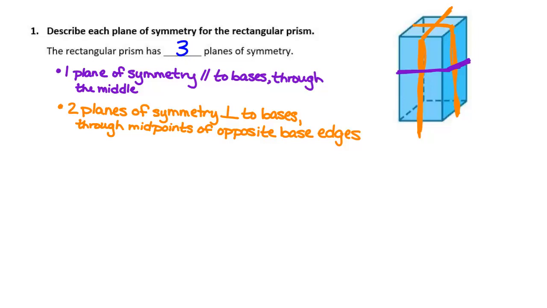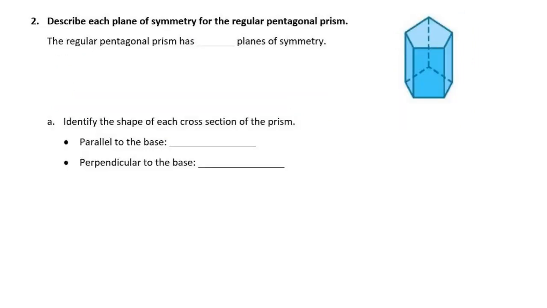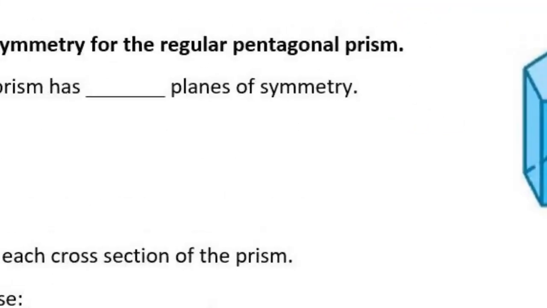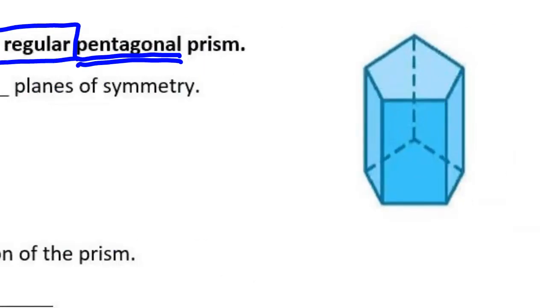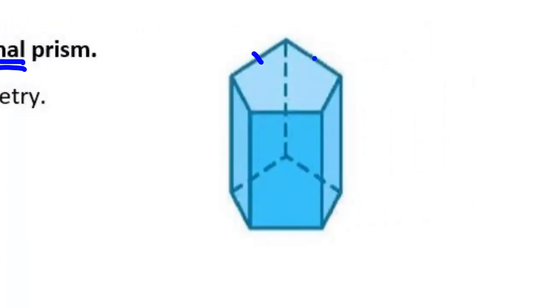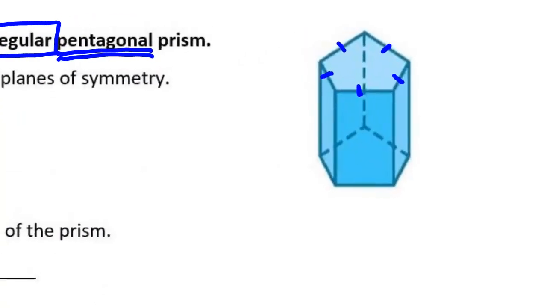Let's look at another example right below this one. What kind of a prism do I have here? Pentagonal, yeah, pentagonal. And what does it tell me about that pentagonal prism? They do use the word regular this time. So now I know that all of these sides are congruent to each other. And I want to describe all the planes of symmetry that we see here.